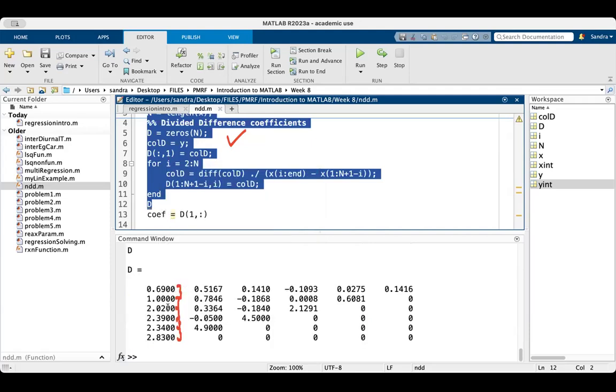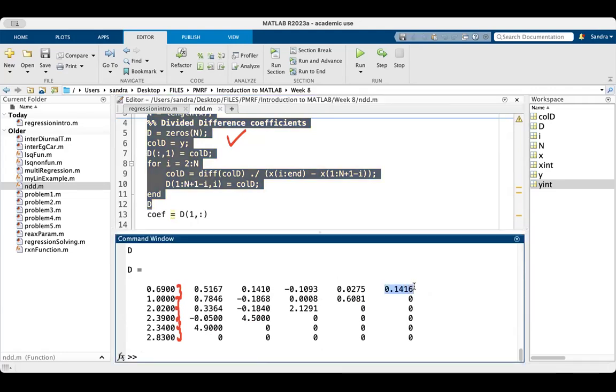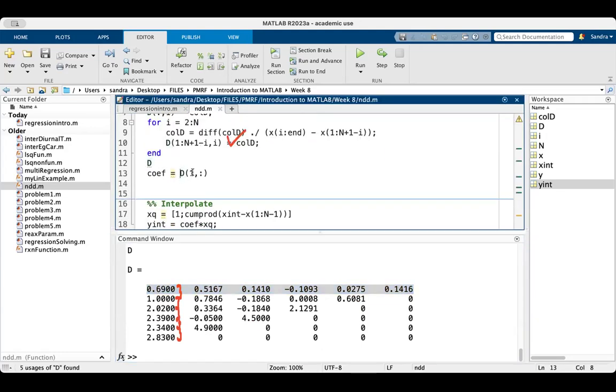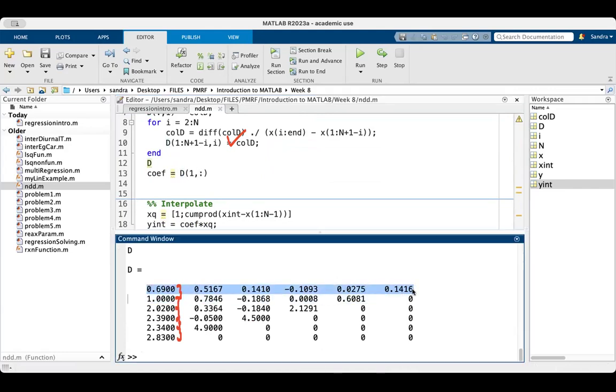This is the first column. Using this first column, I made the second column. With the second column, I made the third column. And finally, there will be 6 columns. By the end of the sixth column, I'll only have 1 entry. Now no more computation I can do. Now here, what are my coefficients? The first row will be my coefficients. So I'll take the coefficient as D, first row, all columns. That is all these entries. This is my first column.